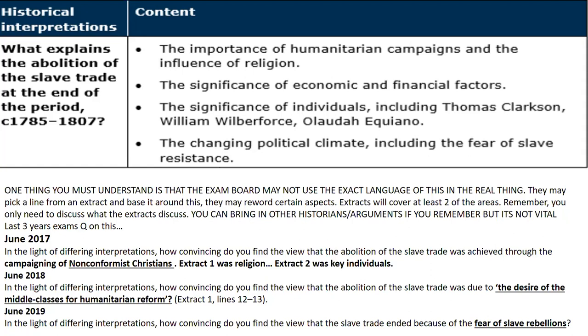So just be aware, the only thing that has not come up yet as a significant separate factor is the role of key individuals. And also you could say economic and financial factors. So it's very difficult to predict.